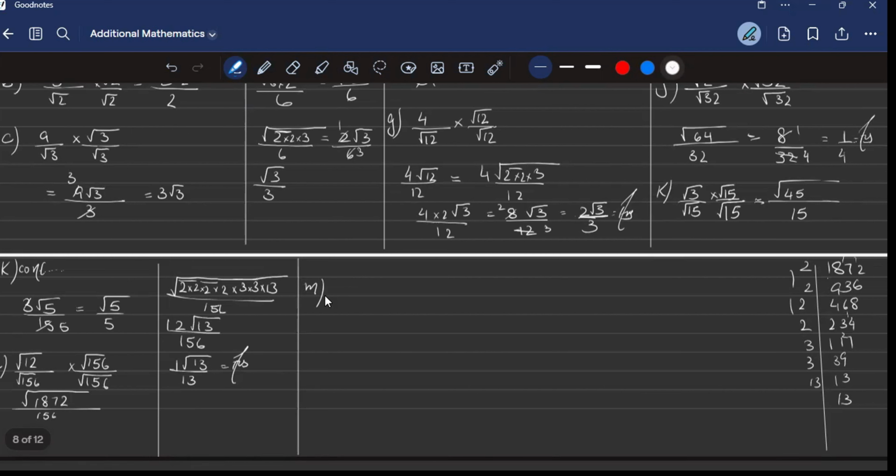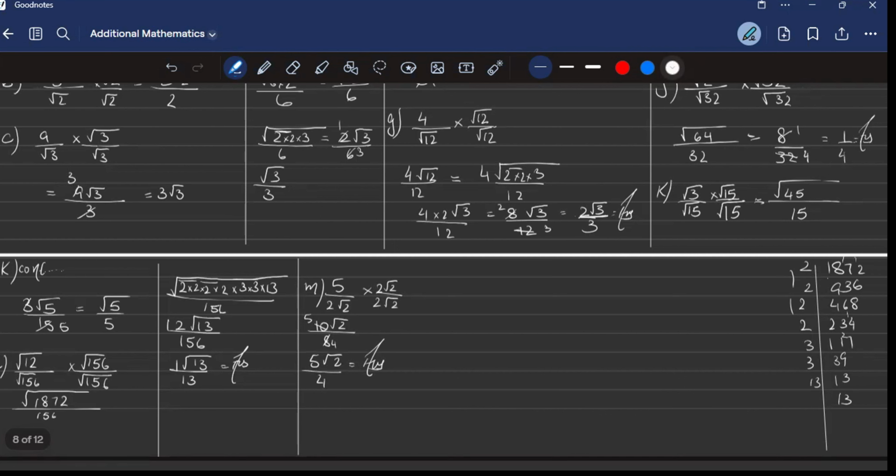So part M, we have 5 divided by 2 under root 2. So again, multiply and divide by under root 2. We would get 5 twos are 10 under root 2 divided by 4 twos are 8. Simplify this: 2 fours are 8, 2 fives are 10, and this is 5 under root 2 divided by 4. And that's our answer for part M: 5 under root 2 divided by 4.